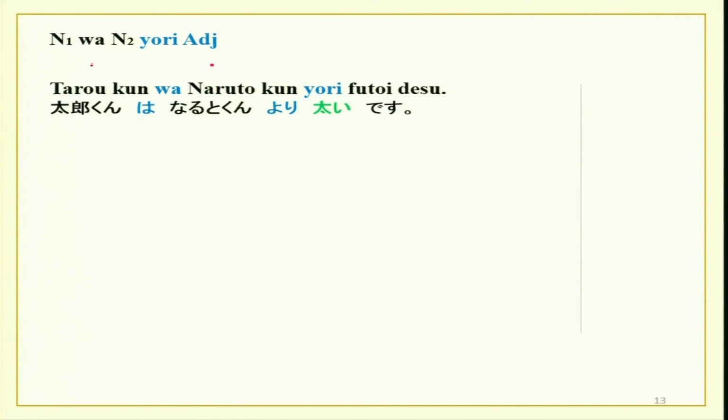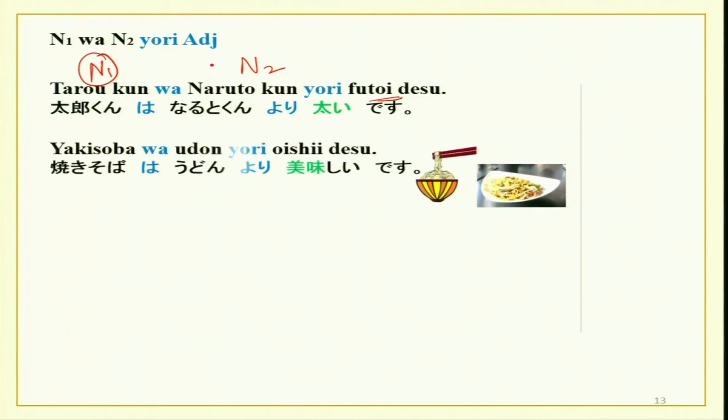Taro kun wa. So taro kun is the noun. Taro kun wa Naruto kun yori futoi desu. Noun 1 wa, noun 2 yori futoi desu. So you can see more examples and try to understand. Yakisoba wa udon yori oishii desu. Yakisoba is tastier than udon. Udon is thick noodles and yakisoba is like this, which is like our noodles or cooked noodles made dry.